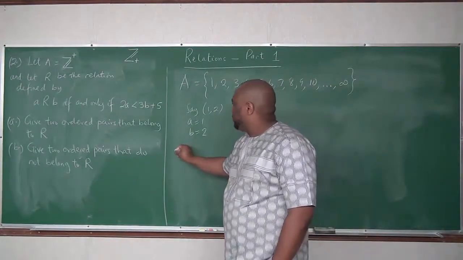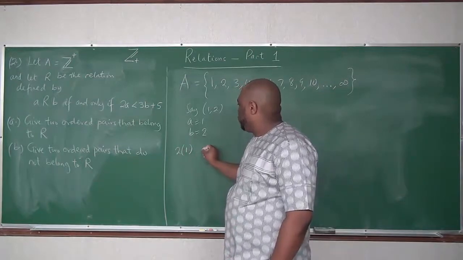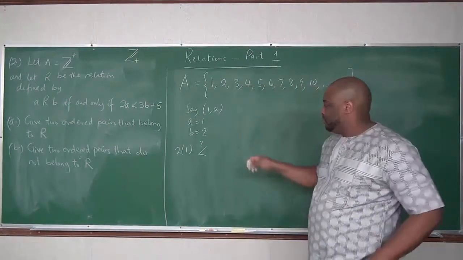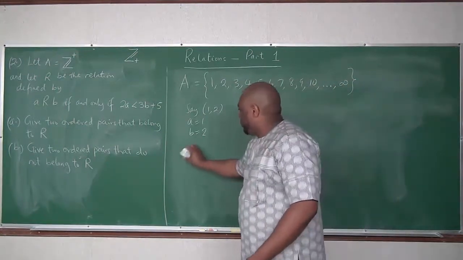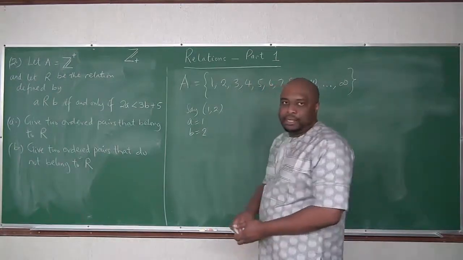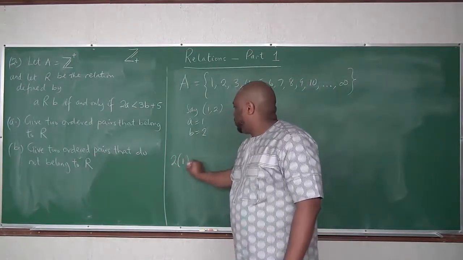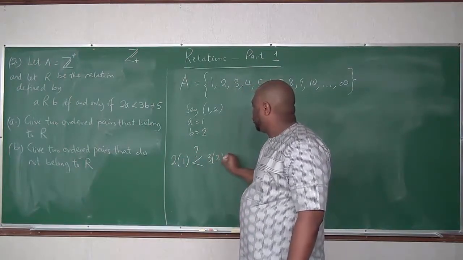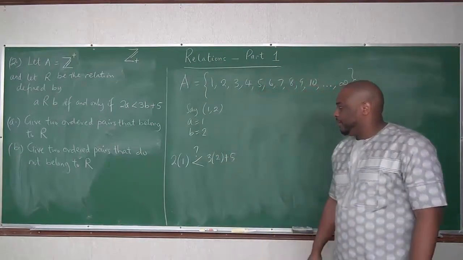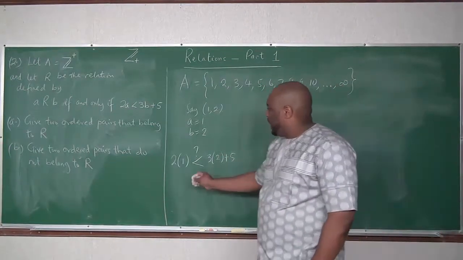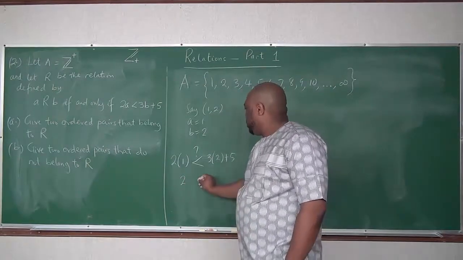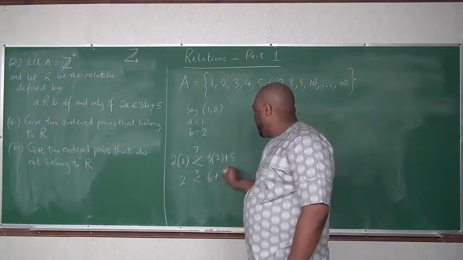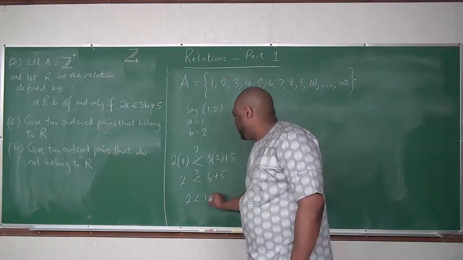2 times 1. Is it equal to, is it less than... you see what I just did? Because I'm asking a question, I put a question mark on top. 2 times 1. Is it less than 3 times 2 plus 5? Okay, let's see. So 2 times 1 is what? 2. Is this less than 3 times 2, 6, plus 5? And we see that 2 is less than 11.